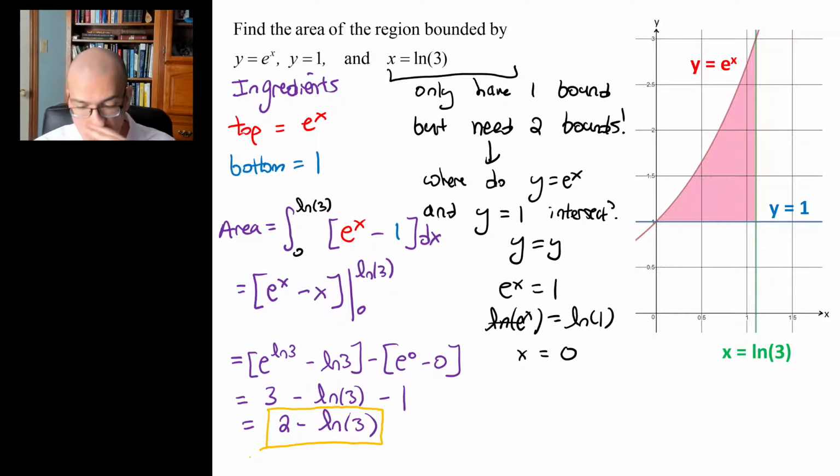And perhaps this is a worry. Maybe you would worry about this. Which is bigger, 2 or ln 3? So how do you compare? This is just an aside. You don't have to do this. 2 versus ln 3.